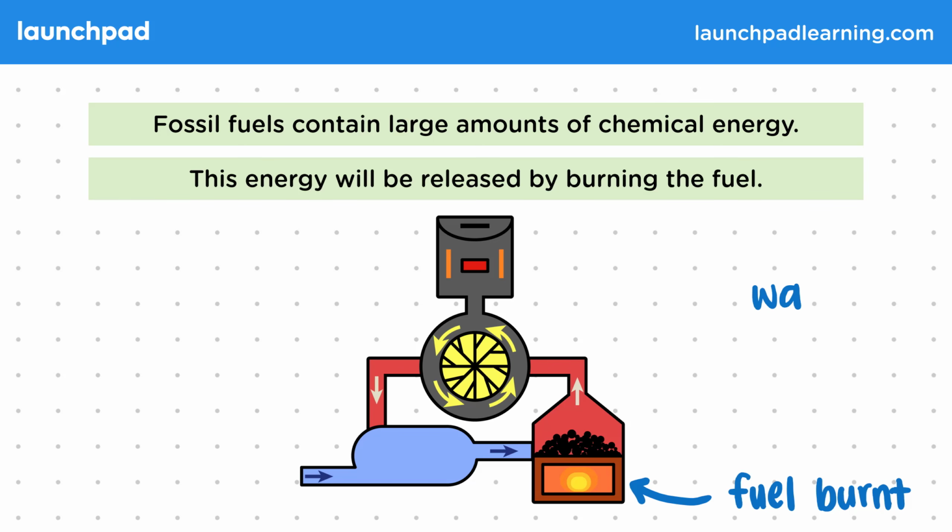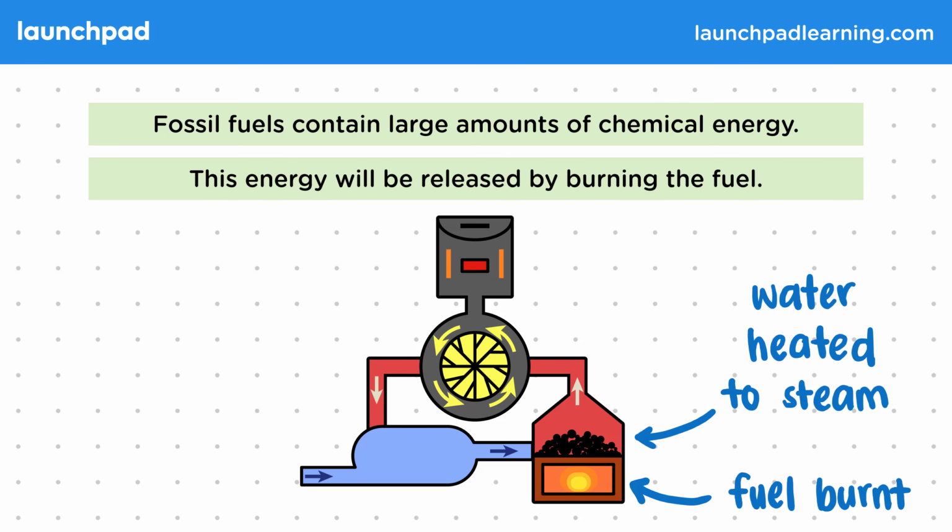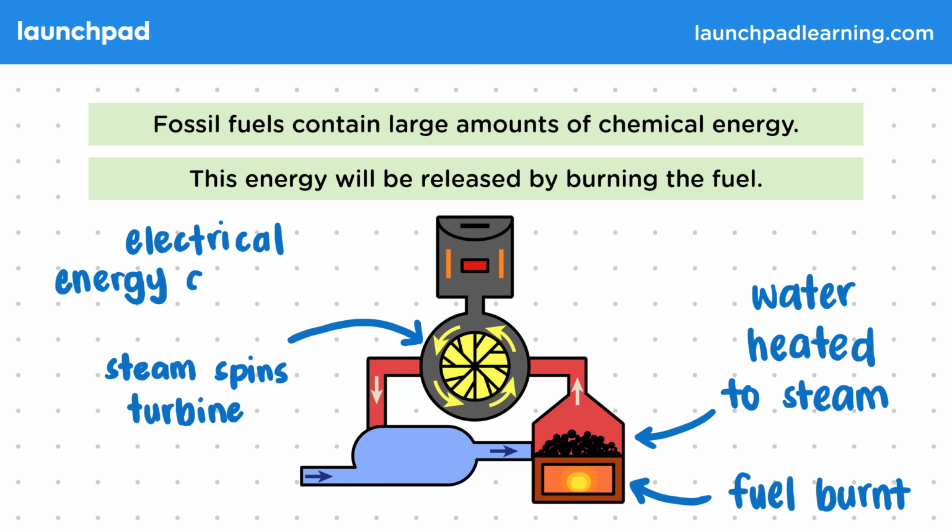The thermal energy is then used to heat up water, which is boiled, creating steam. The thermal energy is converted to kinetic energy as the rising steam is used to spin a turbine. The kinetic energy in the turbine generates electrical energy in the generator, and the required electricity is then created.